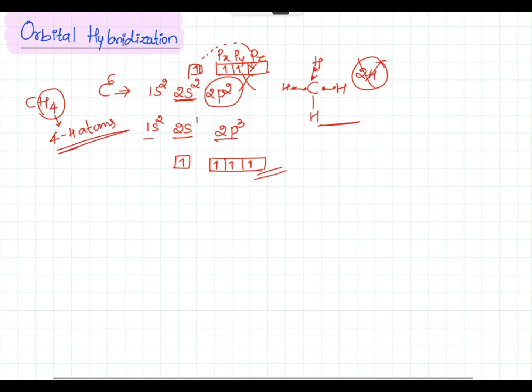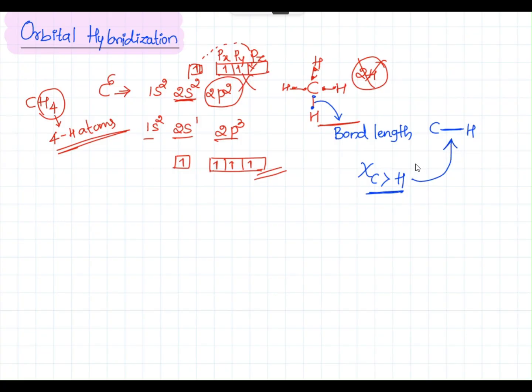But we know that the bond length of the C-H bonds in methane is the same. We know that the electronegativity of carbon is more than hydrogen. If this is the case, how is it possible for the bond length to be the same? It should exhibit a difference, no? But in methane, the C-H bond length is the same. This happens due to hybridization of orbitals.